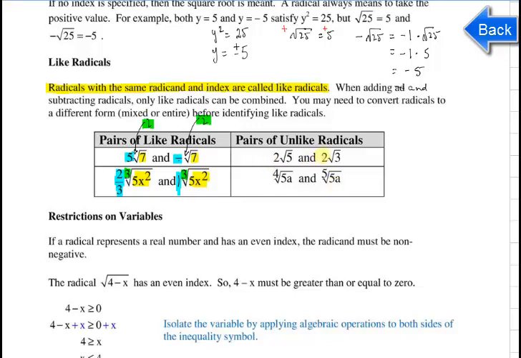Now let's compare that to the next column. In the first row, we have 2 root 5 and 2 root 3. Now, notice that your radicands are different.